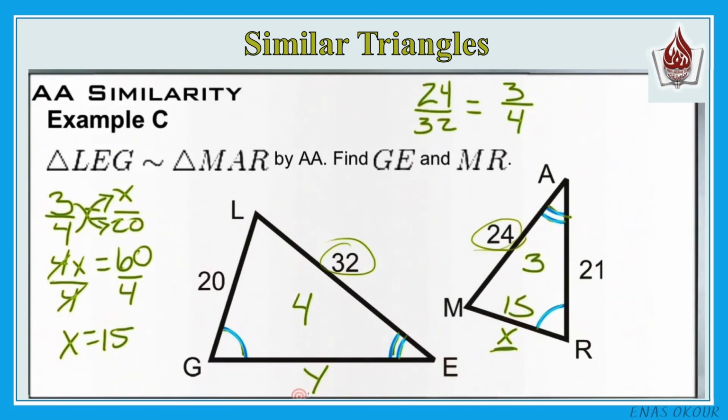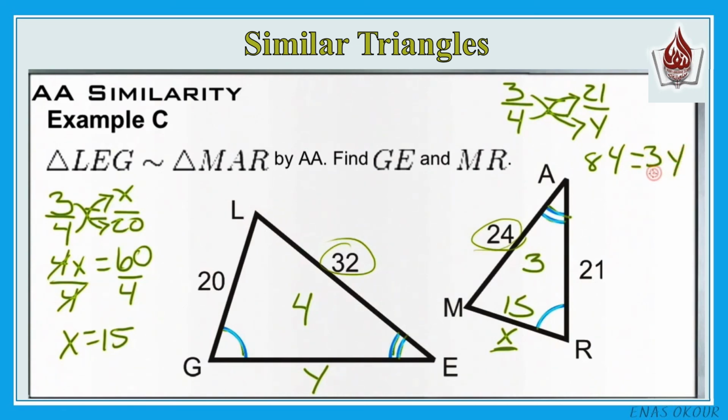And then for GE, which we've designated with a y, it's going to compare to 21. So then we can say that 3 over 4, and I'm just going to use this 3 over 4 up here because I'm lazy, compares to 21 over y. So now we have 4 times 21, that's 84. And that compares to 3 times y, that's 3y. So then we divide both sides by 3, and we get 28 equals y. So this side down here must be 28 units. And there we go.